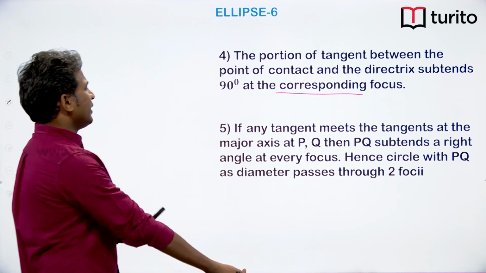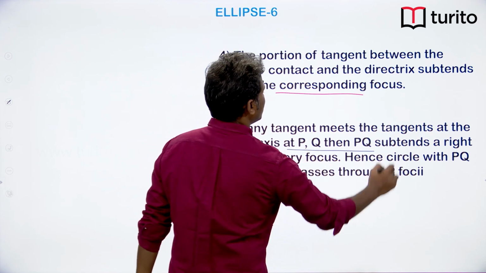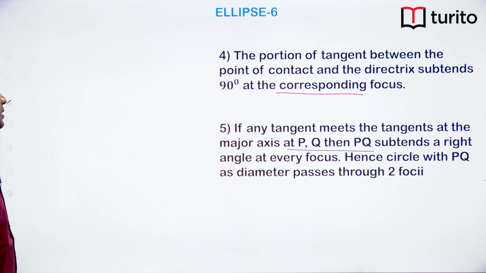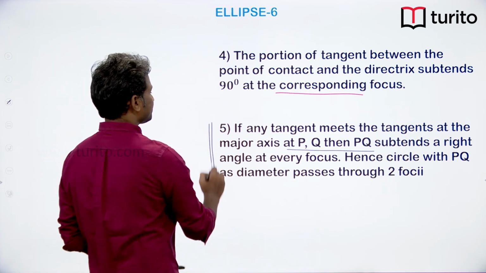Next one: if any tangent meets the tangents at the major axis at P and Q, then PQ subtends a right angle at every focus. Hence the circle with PQ as diameter passes through the two foci. So let me just prove this.